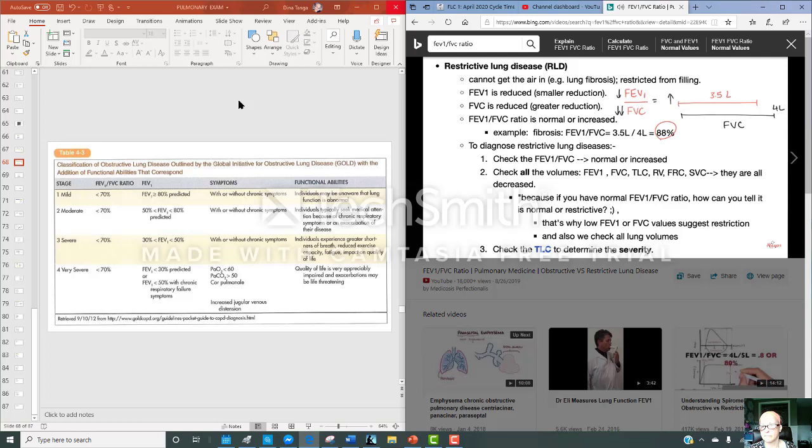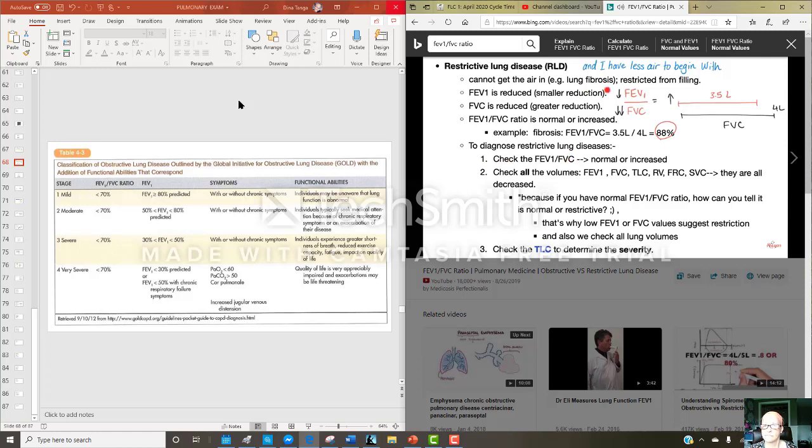The ratio is higher than normal. Why? Because your lung is fibrosed. Translation, it has a lower compliance but an increased elastic recoil. Okay, it's very hard to get the air in, but it's easy to get the air out. Why? I have very, very strong fibers. That's why the FEV1 has a greater ratio as a percentage of the FVC.